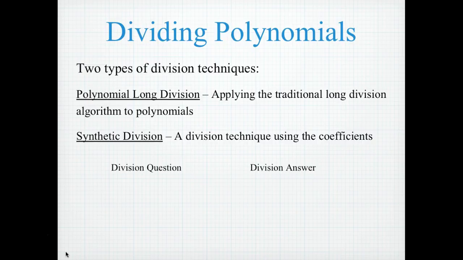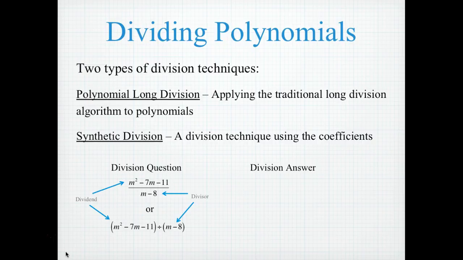So we need to identify what the division question looks like and also what a division answer looks like. The question can come in one of two forms. It can come in fraction form, or it can come expressed as division. In both cases, we have a dividend, which in this case is m to the second minus 7m minus 11, and we have a divisor, which in this case is m minus 8.